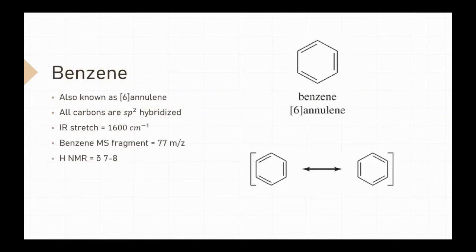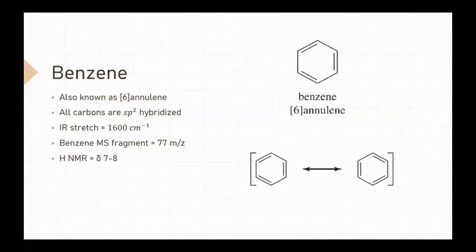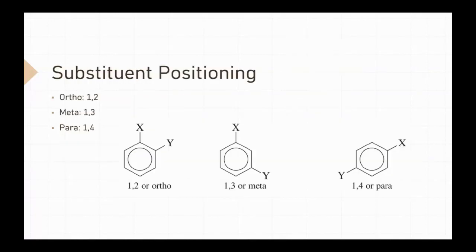Okay, so benzene. It's 6 carbons in conjugation. Remember, they are 1600 in the IR. Benzene fragment is 77, and your HNMR for benzene is 7 to 8. And don't forget your exam 1 stuff, because most likely they will show up in your exam. They are sp2 hybridized. Okay.